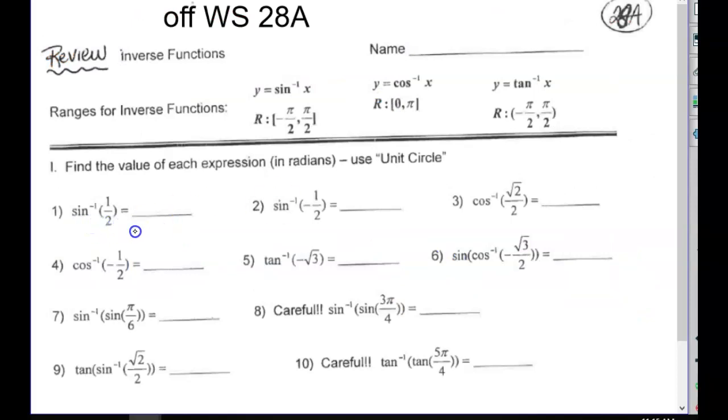All right, now here are the questions on worksheet 28 for practice. Where is the sine 1/2? How do I know this is a where-is-the-sine question? Because it says inverse sine, right? So yes, I'm answering with an angle, and it needs to be in radians. Okay, so where's the sine 1/2? Pi over 6. Next one, where's the sine negative 1/2? Negative pi over 6. We cannot call that 11 pi over 6. Everybody good? Where is the cosine square root of 2 over 2? Okay. Where is the cosine negative 1/2?